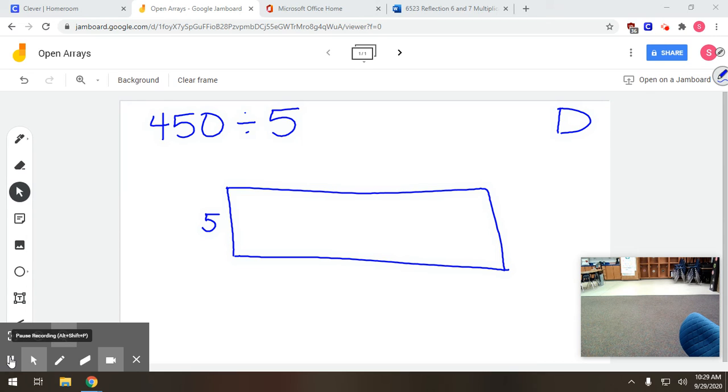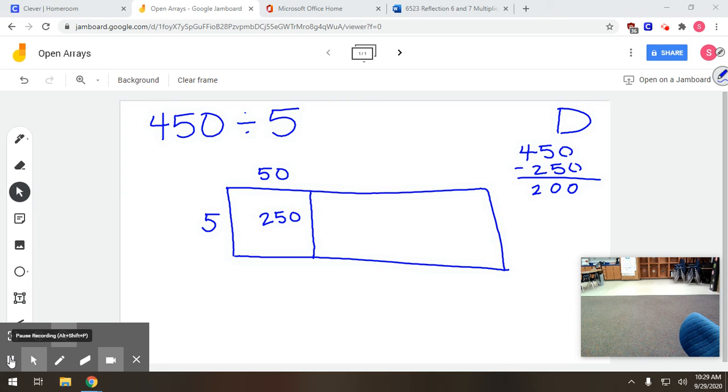So first I'm going to use the number 50 and multiply it by 5. So 50 times 5 is 250. I'm going to mark that, and I'm going to subtract 250 from 450. So 0 minus 0 is 0, 5 minus 5 is 0, 4 minus 2 is 2.